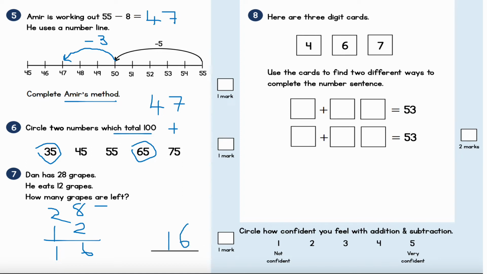Okay, this is question number 8. Here are 3 digit cards. 4, 6, and 7. Use the cards to find 2 different ways to complete the number sentence. Well, if I do 7 plus 46, so that's one way of doing it. Can we do another way to make 53? So I don't think we can, can we?